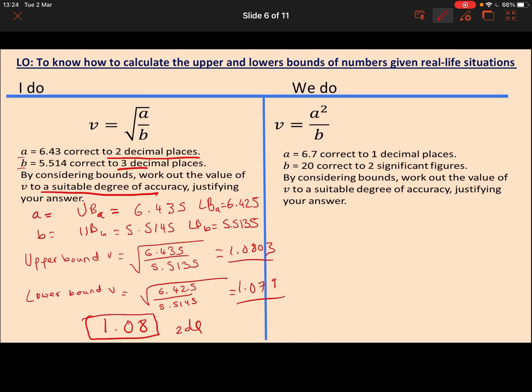Okay, I'm now going to go for the answer. So the suitable degree of accuracy would be 2, because they round to 1 SF. So the suitable degree of accuracy is 2, sorry. So we're going to move on to the next set of questions now.